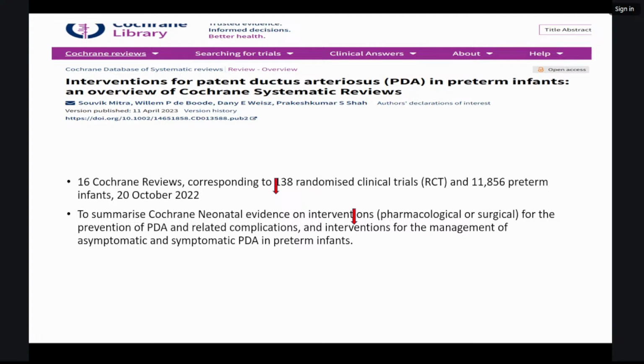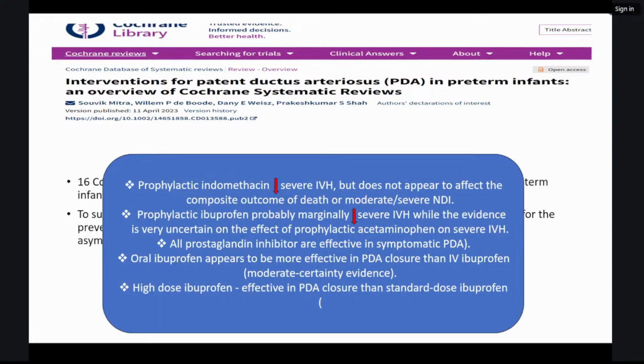This is published in 2023. I think 16 Cochrane reviews compared 130 randomized controlled trials, and they have summarized the evidence on interventions for treatment of PDA. What they have shown from this Cochrane review: prophylactic indomethacin decreases IVH, but does not appear to affect the composite outcome of death or moderate or severe neurodevelopmental impairment.